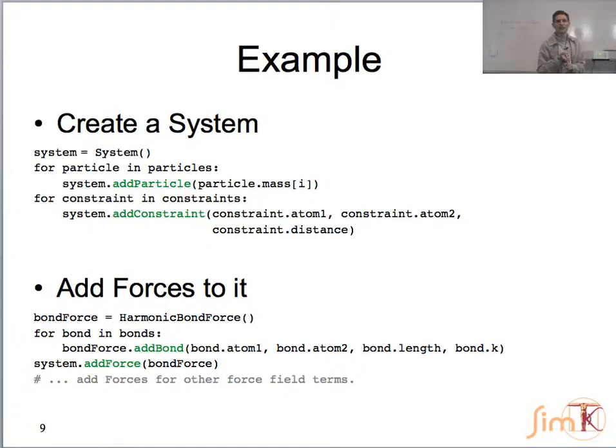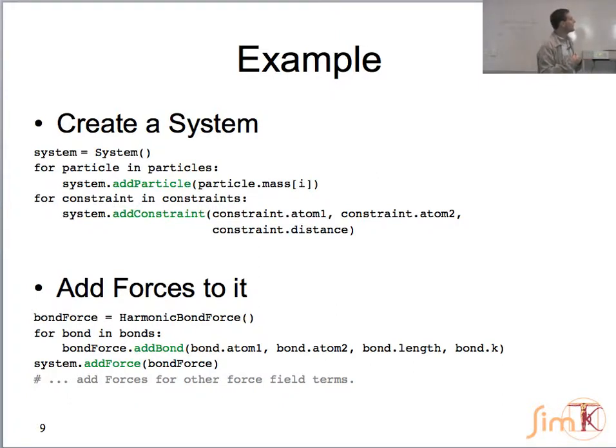They're not going to do much unless we add some forces. So let's say maybe we want some harmonic bonds. This is a standard functional form used in a lot of MD force fields to implement a bond between two atoms, which we just model as like a harmonic spring.